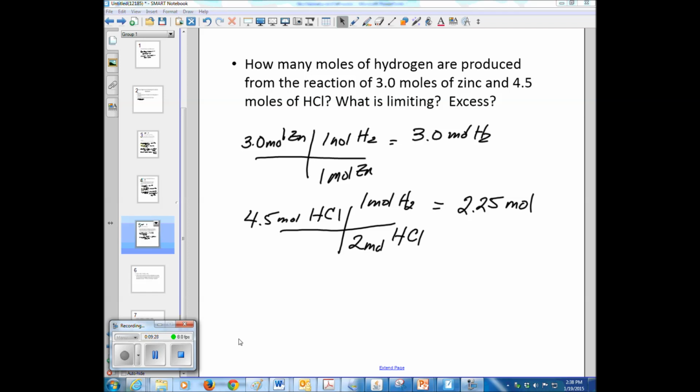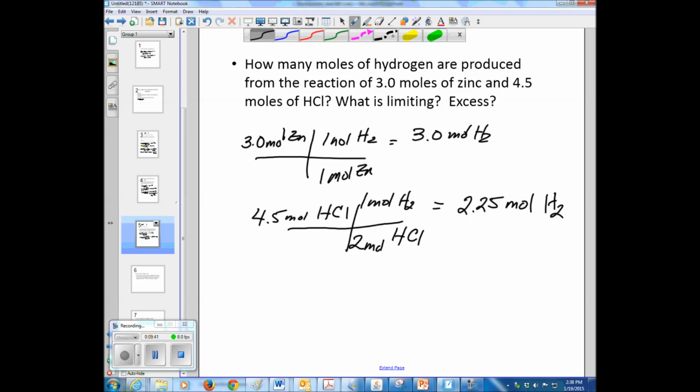3 moles of hydrogen and 2.25 moles of hydrogen, which is limiting? Our hydrochloric acid is going to be the limiting factor. Okay, so now we know what's limiting. We need to calculate our excess. How do we calculate excess?